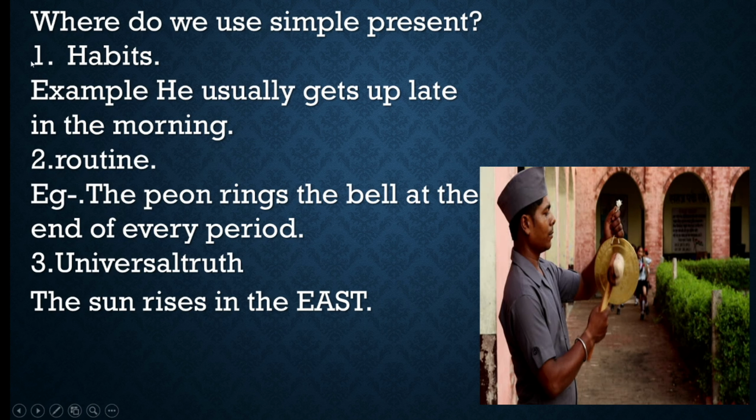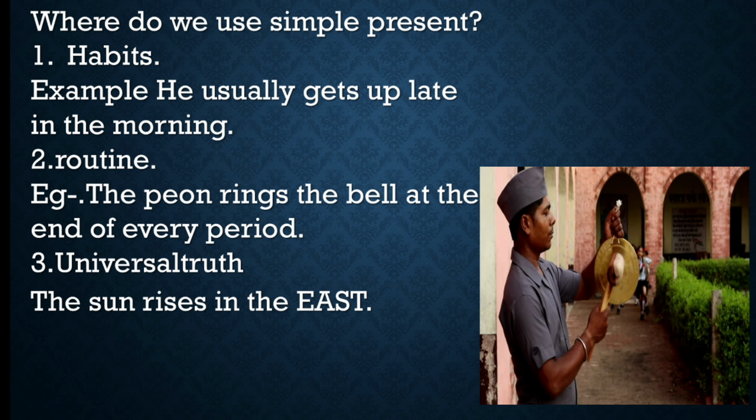Then routine. Look at the second one. This is routine. That is what you do daily as a matter of habit. The tune rings the bell at the end of every period. That is, when each period gets over, the tune will ring the bell. So that is routine. Then universal truth. See, the sun rises in the east, the sun sets in the west. That is universal truth. For universal truth also we use simple present. So children, you should know where to use simple present. So we use it for habits and for routine and for universal truth.